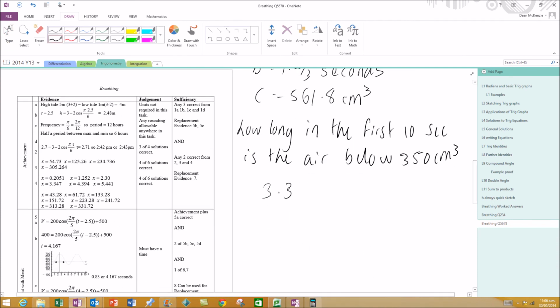So how long in the first 10 seconds is the air below 350? 2.32 seconds. If this was in hours and minutes, you would then convert that into hours and minutes, but just because it's in seconds, you don't have to do that. Okay, so that's basically how you do the practical problem.